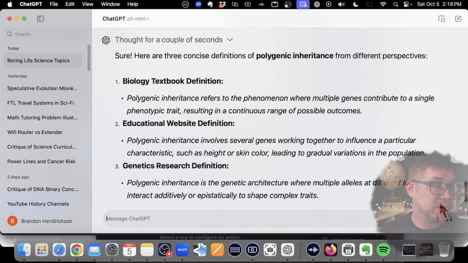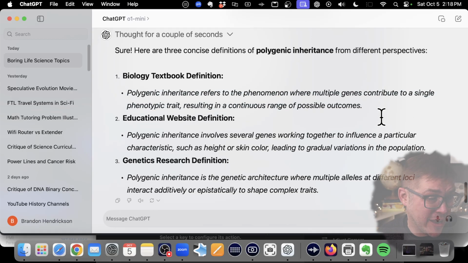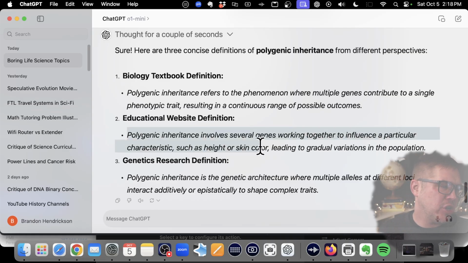Wow, that was fast. Okay, so we have: polygenic inheritance refers to the phenomenon where multiple genes contribute to a single phenotypic trait, resulting in a continuous range of possible outcomes. How much do you understand that? I do, actually. But if you don't, go ahead and say it, and we can have it explain that. Polygenic inheritance involves several genes working together to influence a particular characteristic, such as height or skin color, leading to gradual variations in the population. A continuous range and gradual is what I'm seeing right there already.